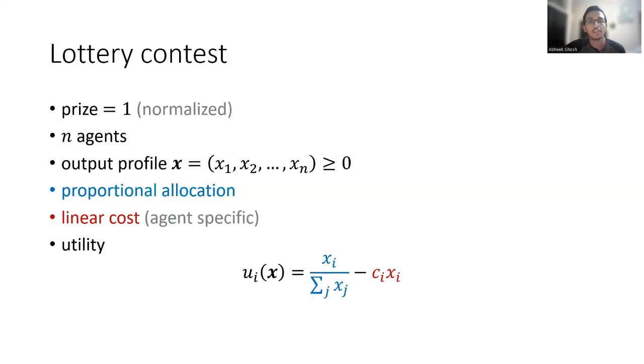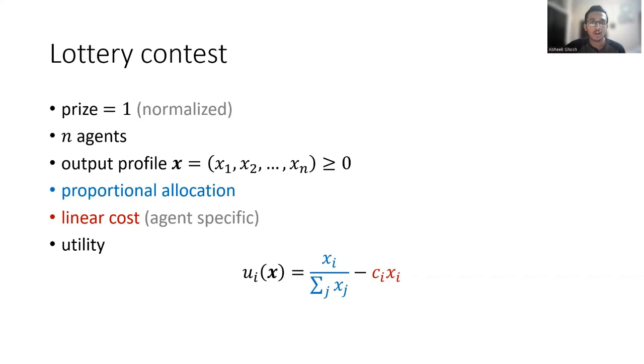In a lottery contest, there is a prize, let's say of unit value. There are n agents. Each agent produces a certain amount of non-negative real output, which we denote by xi. So agent i's output is denoted by xi. The allocation of the prize is proportional to the outputs. In particular, agent i gets a prize of xi divided by the sum of xj values, that is the total output, divided by the total output.